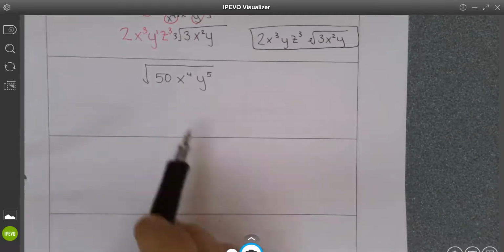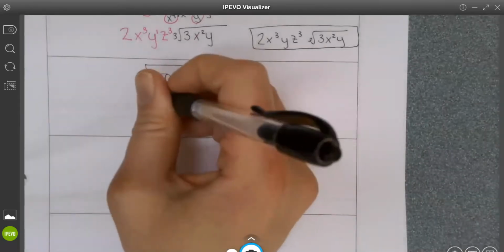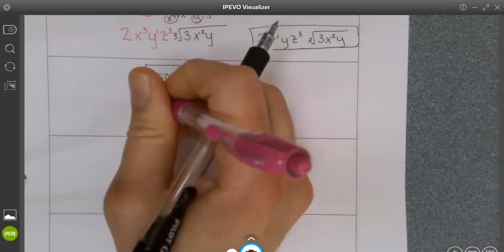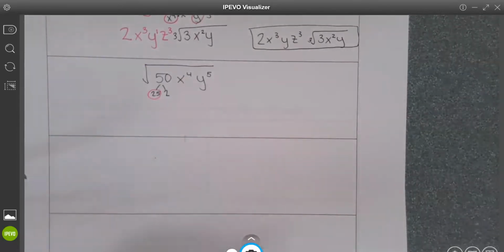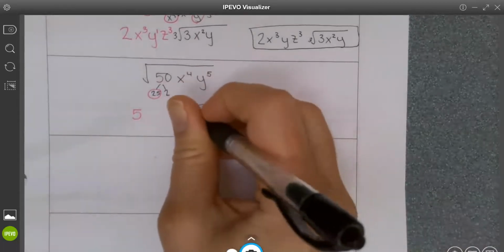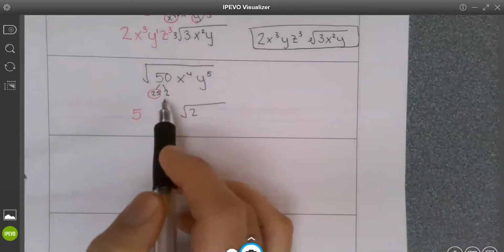And so 50, not a perfect square, but I would break into 25 times 2. I can take the square root of 25, right? Square root of 25 is 5, leaving me with the square root of 2. That's exactly what we were doing yesterday.